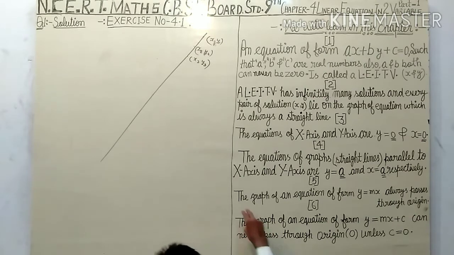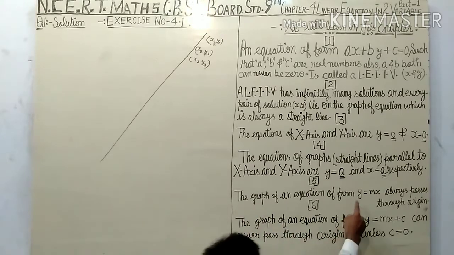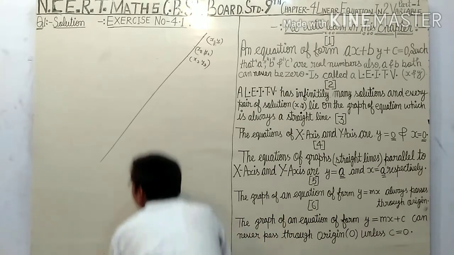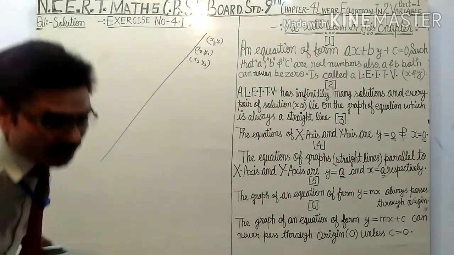Same way, if an equation is of the form y equals mx, students, the graph of this type of equation will always pass through the origin. That is the fact. So now start solving question number 1.